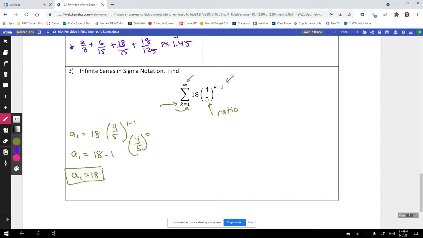Okay, now I can use my sum formula. So I have 18 on the top, over 1 minus, now again, my ratio is 4/5. So with this, my sum has a value of 90.